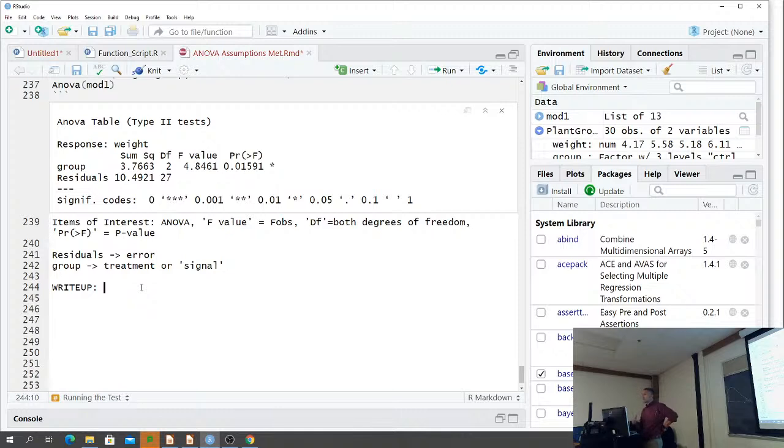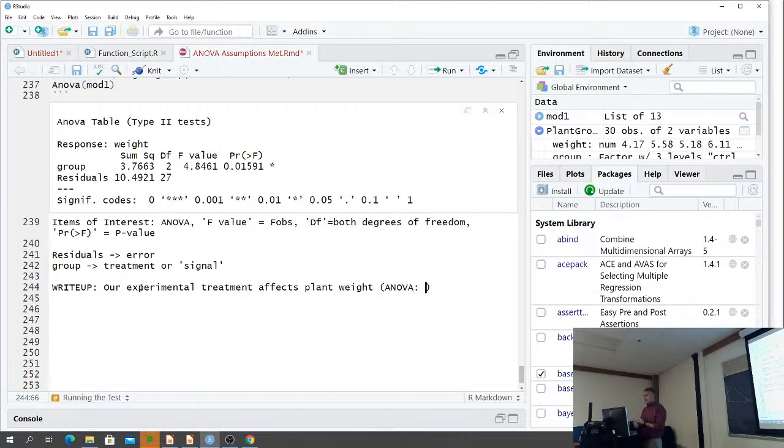Now we don't know what the effect is. So instead of saying our means are different with 3 groups, it's probably best to say our experimental treatment affects plant weight. Treatment affects plant weight. And that implies that our plant weight depends on the treatment. So that was our write-up, our conclusion or interpretation.